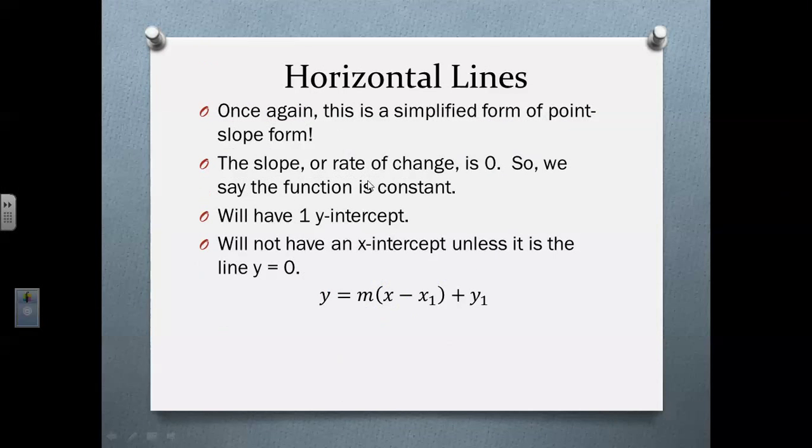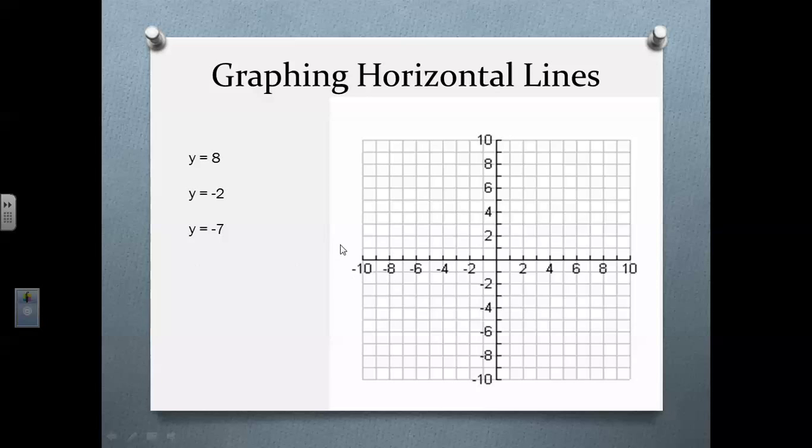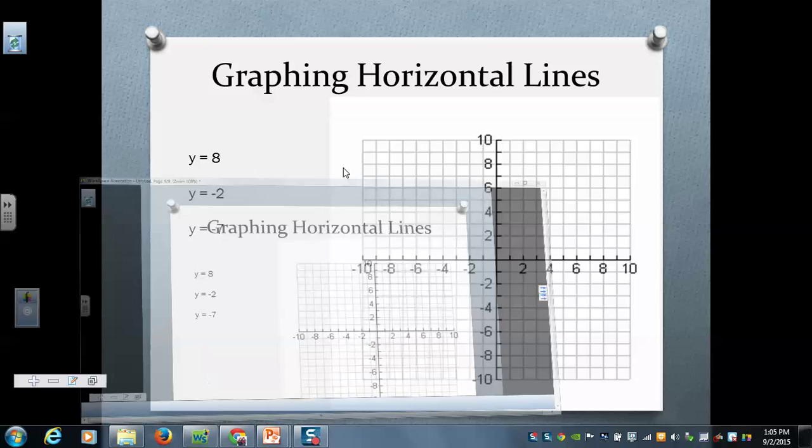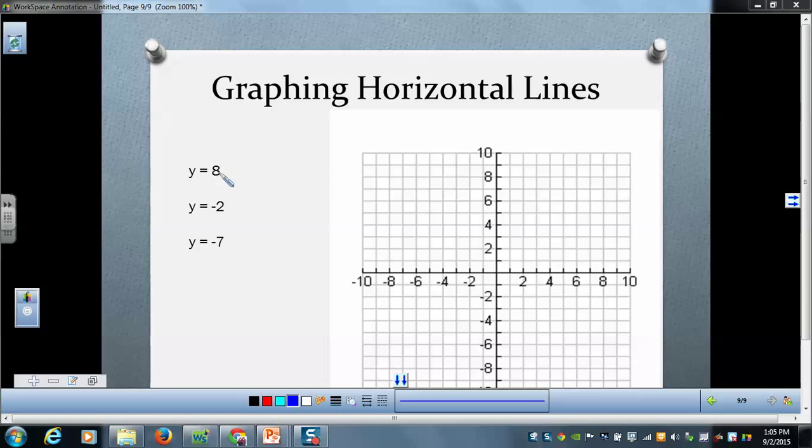All right, so now once again, let's just go ahead and look at some examples. Graphing horizontal lines. So we have y equals 8. Just like on our vertical lines, what this is telling us is that we don't care what points we generate, just that the points all have to have 8 as their y coordinate.